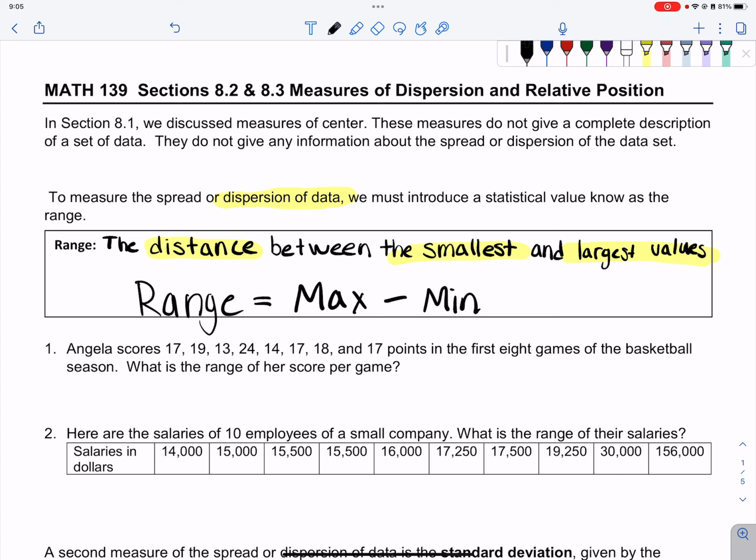So a couple of examples here with calculating the range. We have Angela's first 8 basketball scores, or 8 scores that she did during the 8 games of the basketball season. And we want to calculate the range of her score per game. So this means that we want to find our minimum and maximum values in this data set. So if we take a look, we can see that the lowest score was 13 and the highest score was 24. So that means the range is going to be 24 minus 13, which gives us 11.